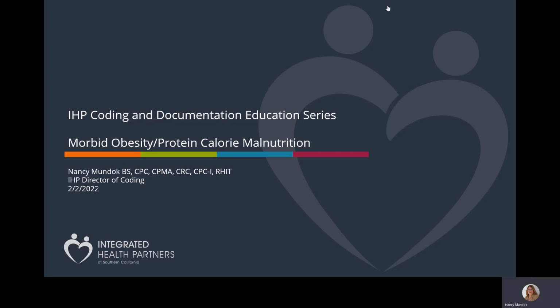During this presentation, we will review hierarchical condition categories, or HCCs, Category 21, Protein Calorie Malnutrition, and HCC Category 22, Morbid Obesity. Morbid obesity can play a factor in many other chronic conditions such as osteoarthritis, PVD, neuropathy, diabetes, and heart disease. It is important to document all chronic conditions for a patient on a face-to-face encounter in order to receive proper reimbursement for treatment of the patient.